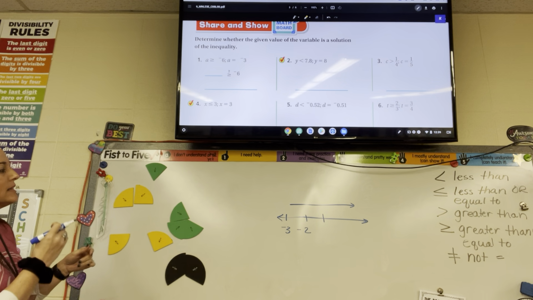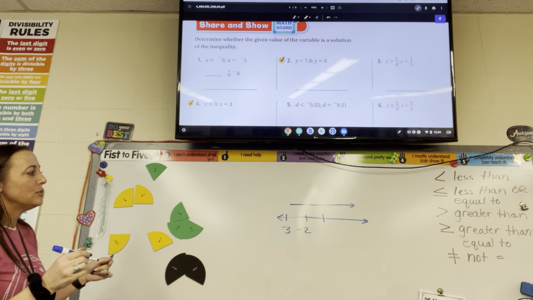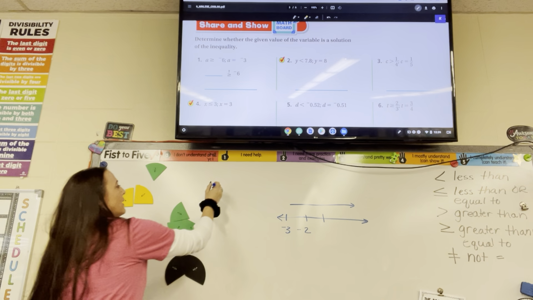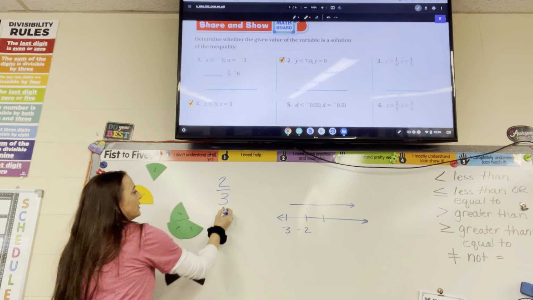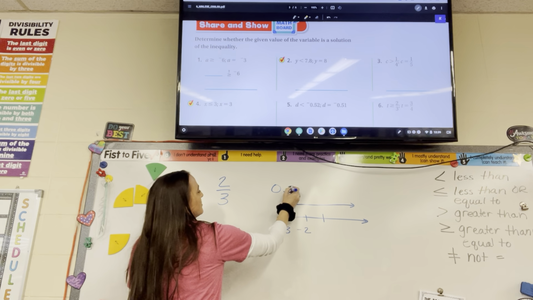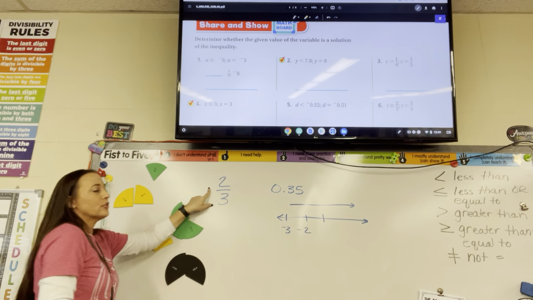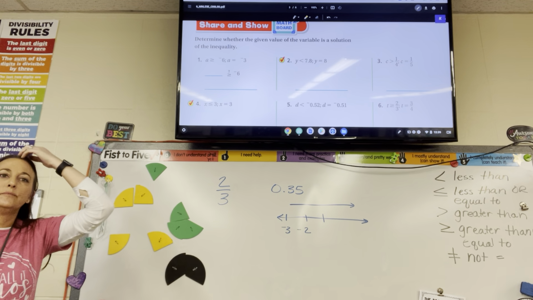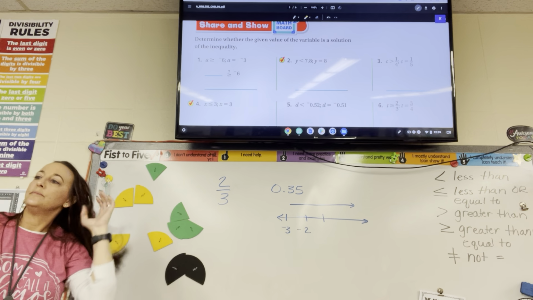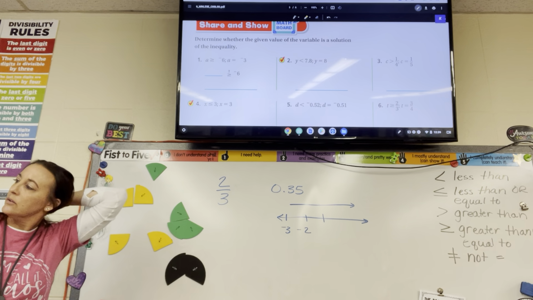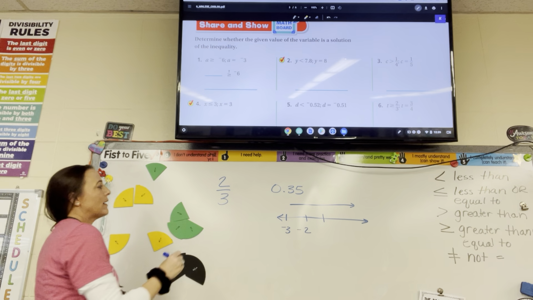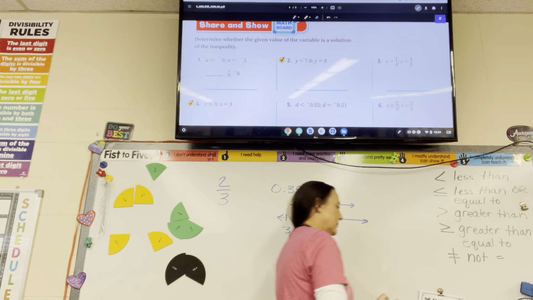So the next thing that I want to remind you of is if you have a fraction and you're comparing that to a decimal, can you turn this fraction into a decimal? How do you do that? Briley? Divide the numerator by the denominator on your calculator.